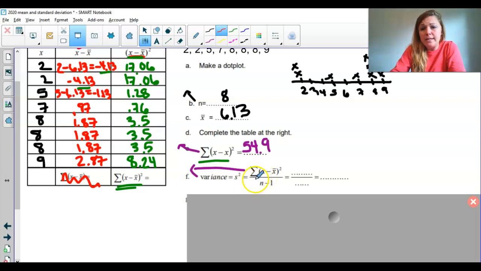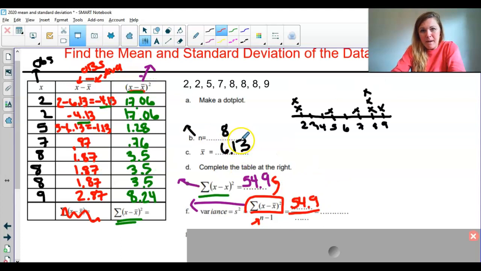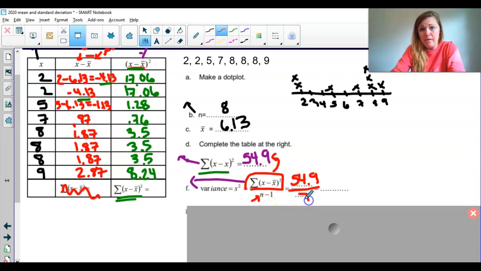What it's telling us is we want to take our answer that we got right here because we found the sum of that third column, right? This third column right here, we found the sum. We got 54.9. We want to take that answer and we want to divide it by, because we have this fraction bar here, n minus 1. What is n minus 1? Well, n minus 1 would be 8 minus 1. Okay, again, 8 minus 1 here.